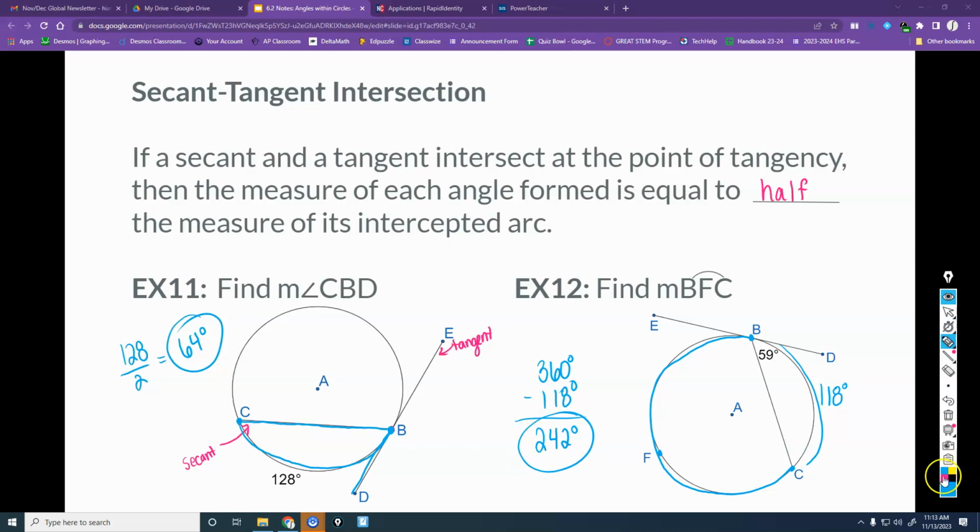Here's another option for you on that, though. These two angles right here have to add up to 180 degrees. So if I do 180 minus 59, I will get 121 for this angle, and then I can double it to get 242. So you can think about these a couple different ways.